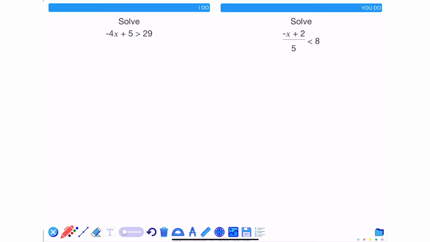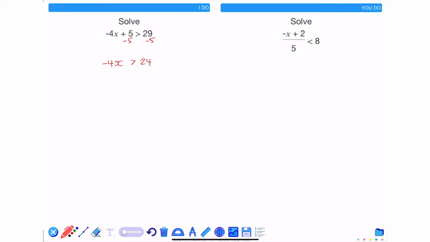In this video, we're going to take a look at how we can solve an inequality. Looking at the example on the left-hand side, I need to use inverse operations in order to find out the values of x. So the first thing I'm going to do is take away 5 from both sides. This gives negative 4x is greater than 24.